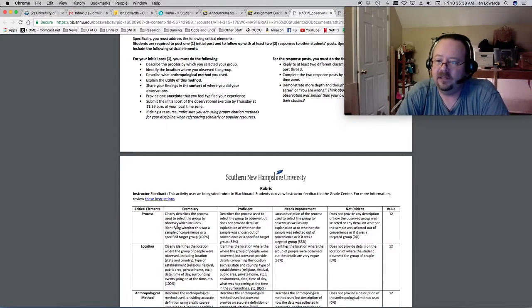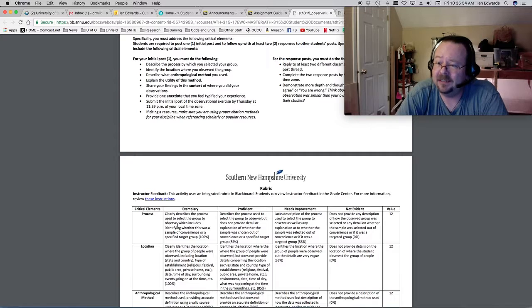So always start with looking at the proficient, and then that gives the basic. These are the key things that I need to address in this, and then look to the exemplary column and think, oh, these are the extra things that I should include if I want to get perfect marks.